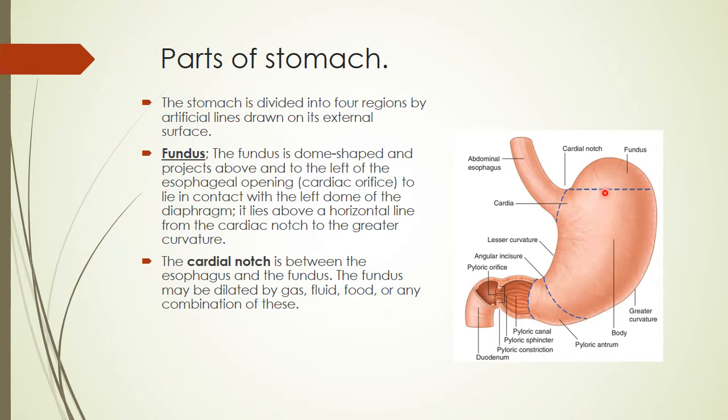The first part is fundus. Fundus is dome shaped and it projects above and to left of the esophagus, and it lies in contact with left dome of diaphragm, and it lies above this horizontal line I have just discussed from the cardiac notch towards greater curvature. So this part is called fundus of stomach. And cardiac notch lies between the esophagus and fundus. The fundus is filled with gas, fluid, food, or any combination of these.